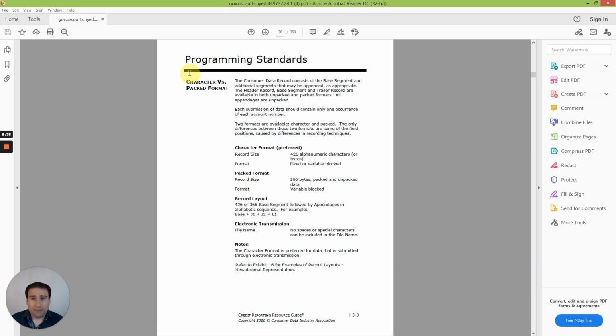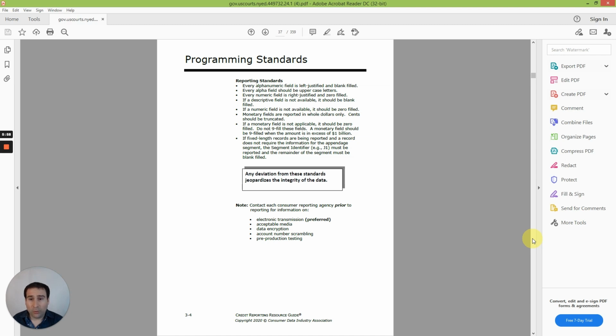And then we've got a little section in Chapter 3 for the programming standards. There are basically two ways for the data to transfer from the furnisher to the credit bureaus. One is called a character format, another one is called a packed format. Don't really need to bog yourself down in these details, but that is what this is talking about.